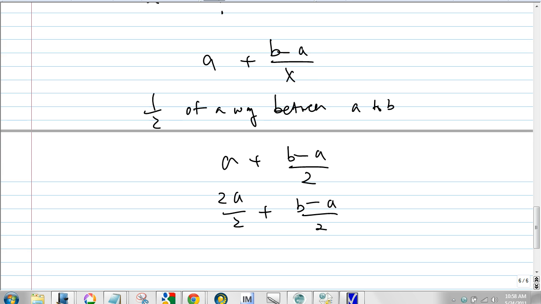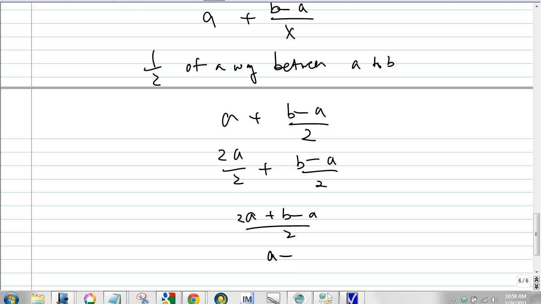And what does the numerator become when you do that? You get 2A plus B minus A, over 2. What is that? It's A plus B over 2. What is that? That's the average. So it turns out it's the same exact formula. This is just a shortcut. For half the way, that's how you get the average. Does that make sense? You guys follow?